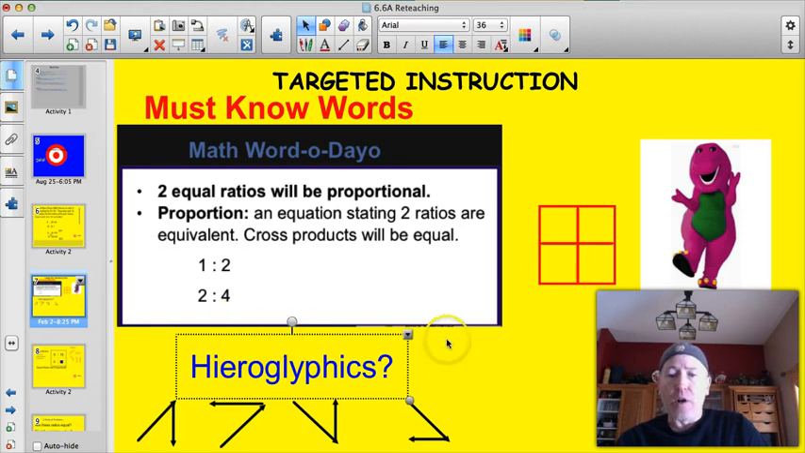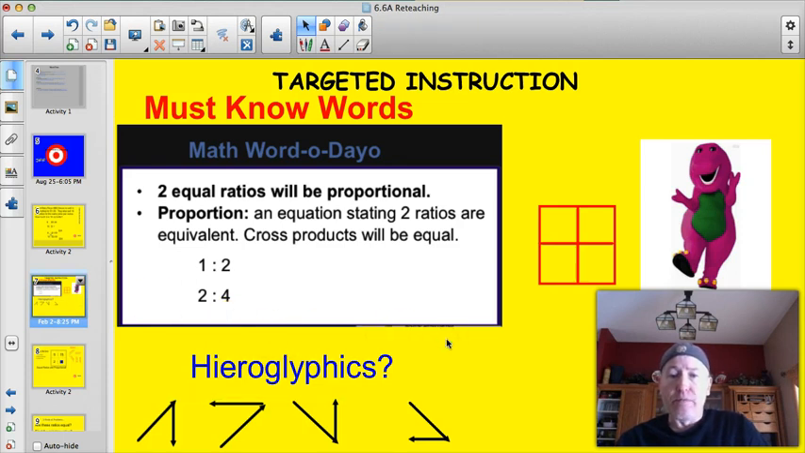Tonight, our words of the day. First of all, two equal ratios will be proportional. And a proportion is an equation stating that two ratios are equivalent. So the cross products will be equal, like 1 to 2 and 2 to 4. I have one glass of milk for every 2 cookies, or 2 glasses of milk for every 4 cookies.